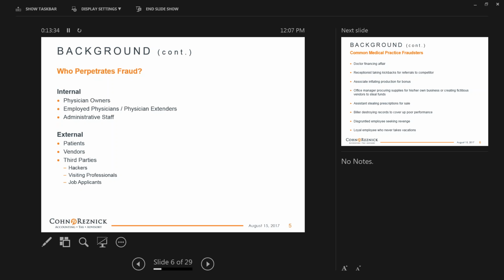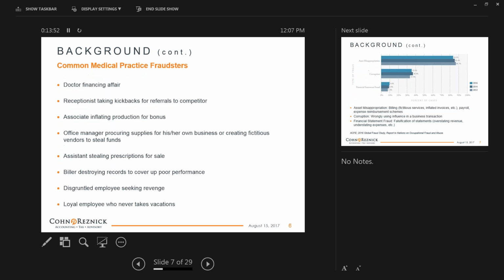Could be physician owners, employed physicians, administrative staff. Externally, everybody here today hears about hackers and third-party risks, but your vendors and your patients may also pose risk to your organization.